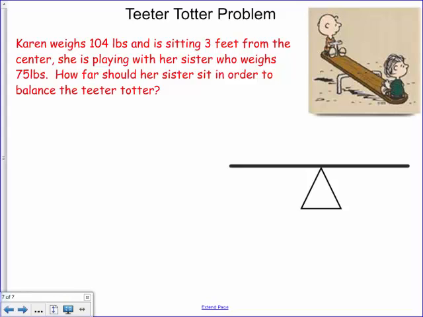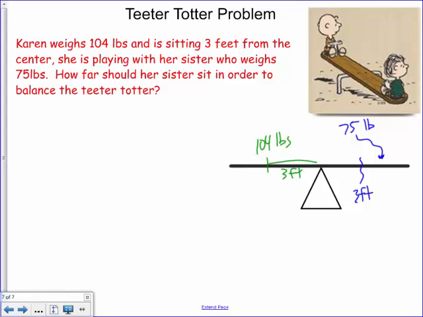All right, let's use this in real life here. So it says Karen weighs 104 pounds and is sitting 3 feet from the center. So I'm going to draw that over here. So Karen is sitting, let's say that's about 3 feet right there. And she's 104 pounds. All right, and she's playing with her sister who weighs 75 pounds. How far should her sister sit in order to balance the teeter-totter? So if she's 75 pounds, and let's say this is about 3 feet right here, do you think she should sit closer than 3 feet or further away to balance it? Yeah, I would think further away, right? So she's going to be further away.